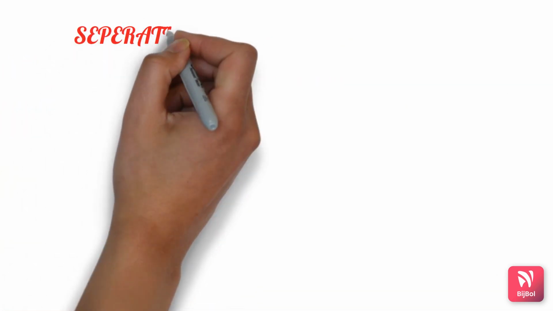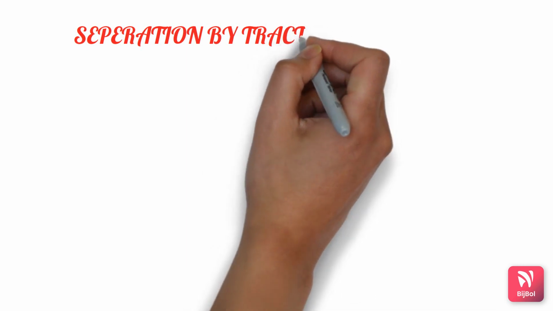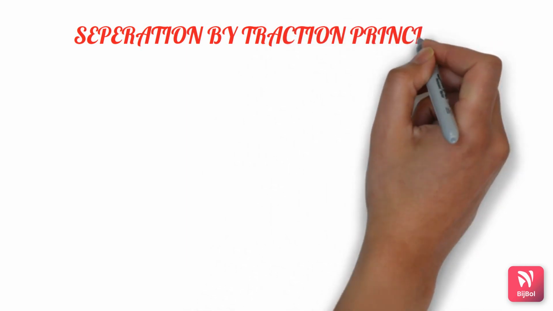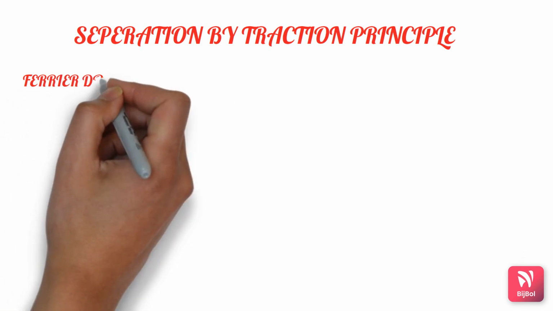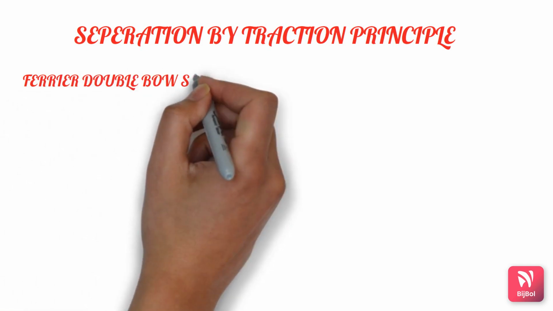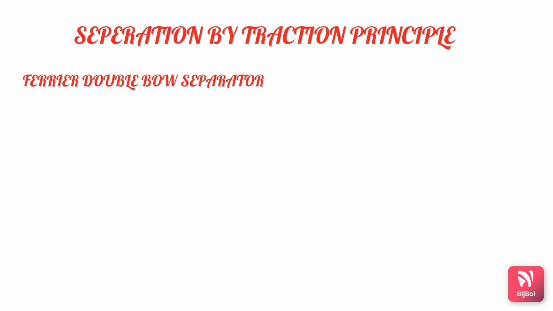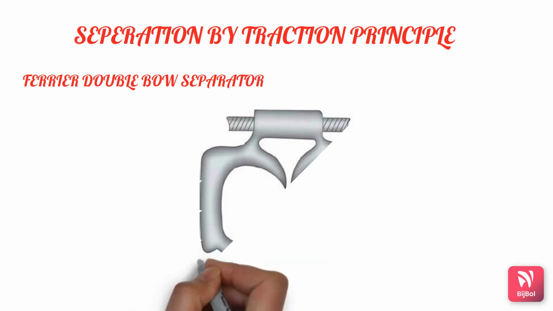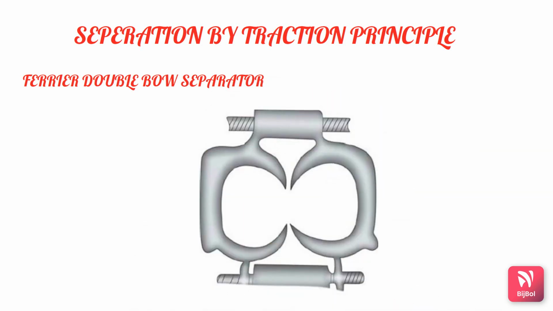Now we'll see the separating techniques such as the Ferrier double bow separator. It works by the traction principle. This is a mechanical device which has two bows, and the jaws of the bows engage the embrasures of the contacting teeth gingival to the contact area. And a wrench is used to turn the threaded bar slowly to create the necessary separation.